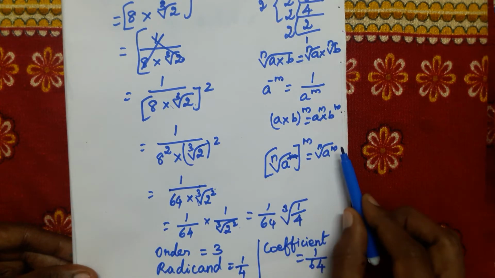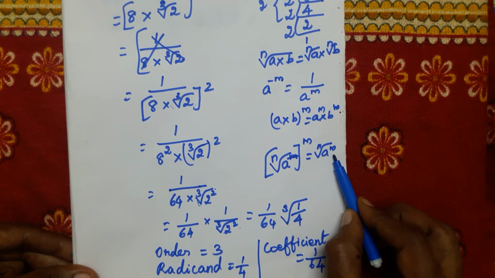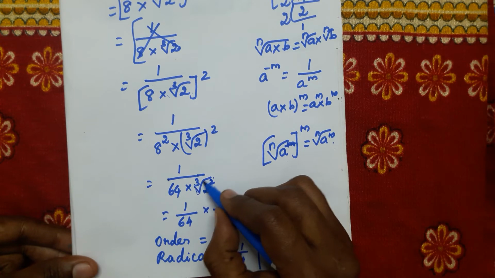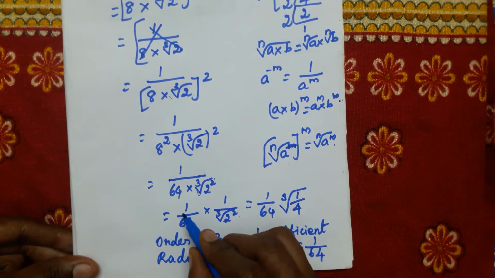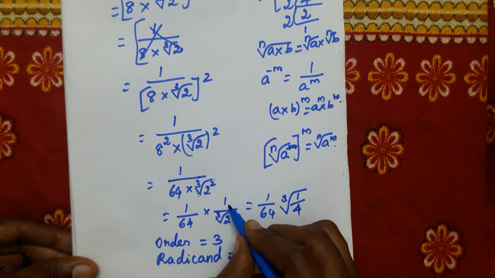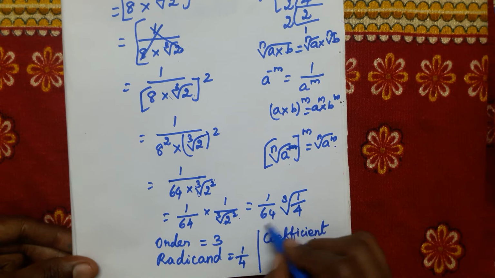We are using this law: the nth root of a, the whole power m, is equal to the nth root of a to the power m. When we use that, it's equal to 64 into the cube root of 2 squared.